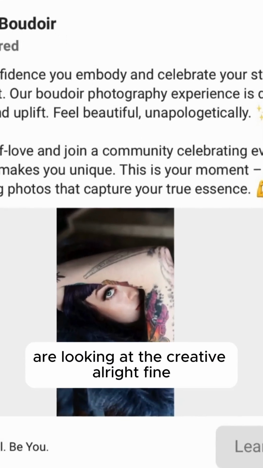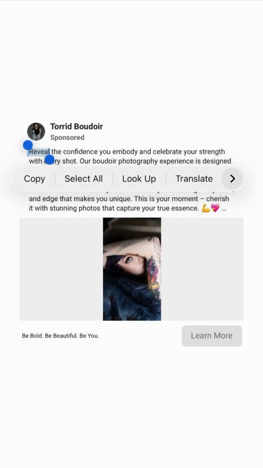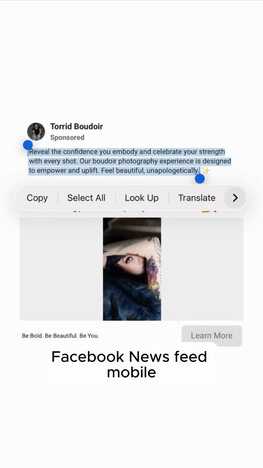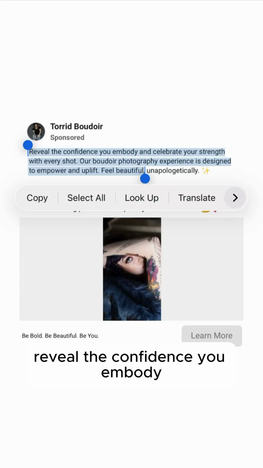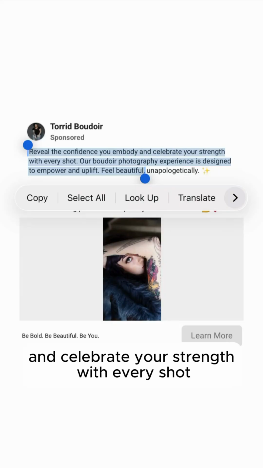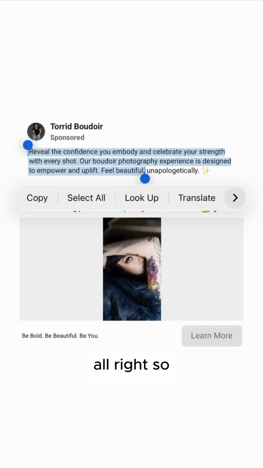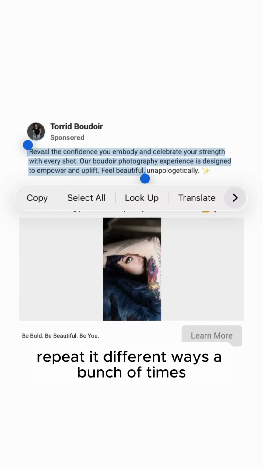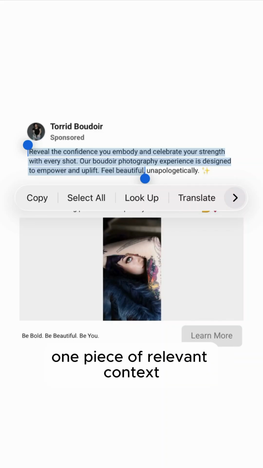All right, looking at the creative. All right, fine, no mistakes there. Next, we'll look at the see more headline, first 2 3/4 lines, Facebook newsfeed mobile. Actually, that's probably getting cut off. Reveal the confidence you embody and celebrate your strength with every shot. Or with both targets designed to empower and uplift. All right, so yeah, we only got one type of specific context here. Repeated different ways a bunch of times, but still only one piece of relevant context.